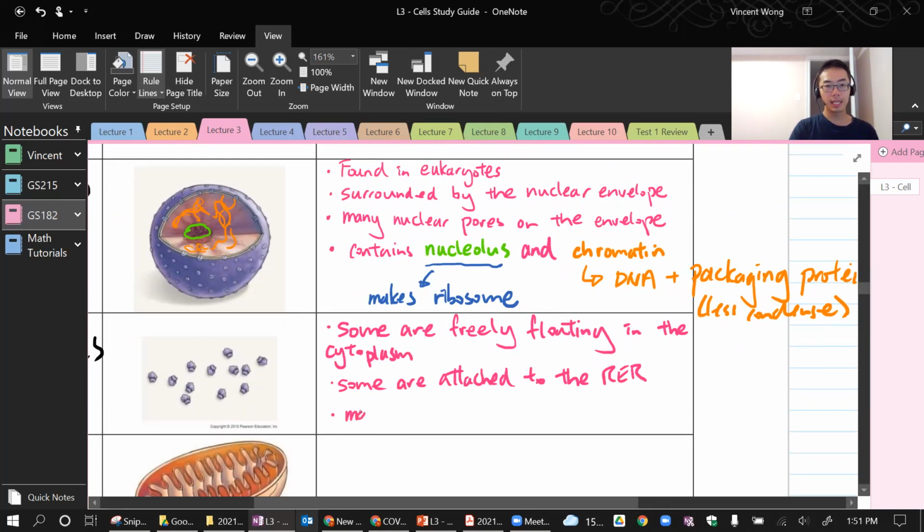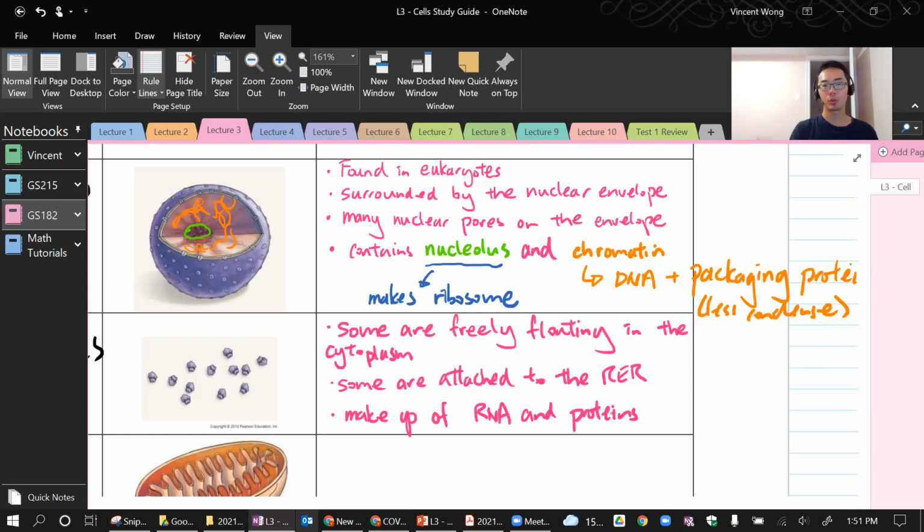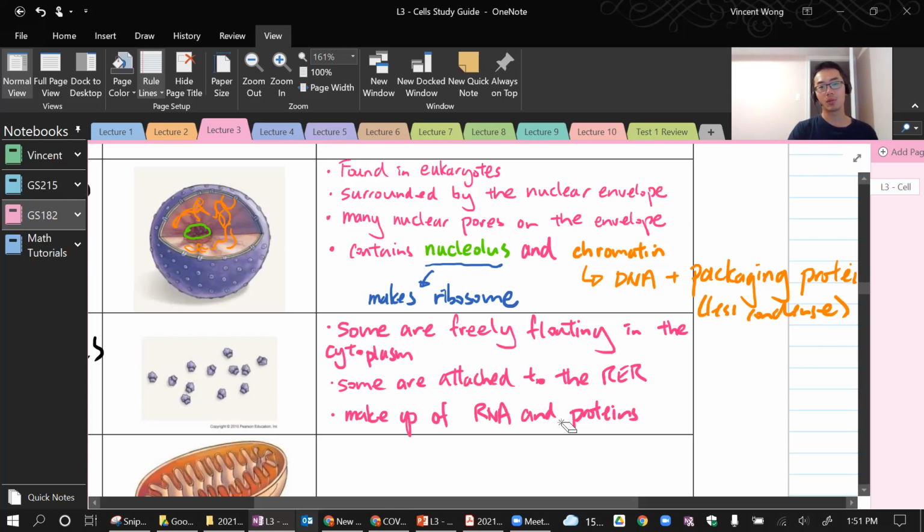Actually, it is made up of RNA and proteins. So the actual ribosome itself is made up of RNA and proteins, even though its job is also to make proteins, right? To decode the RNA and make proteins. So the ribosome itself is made up of these two things as well.